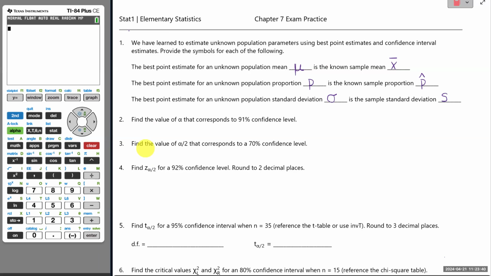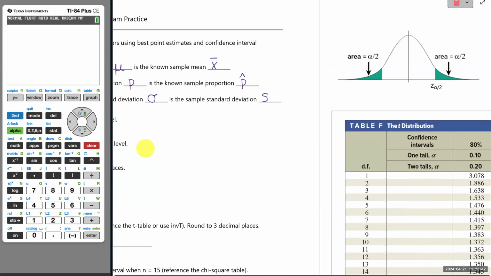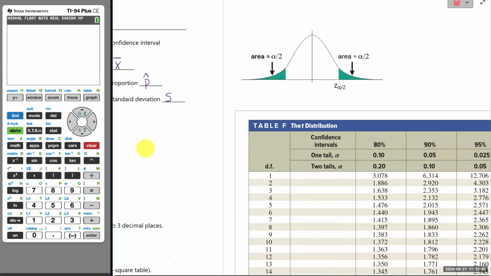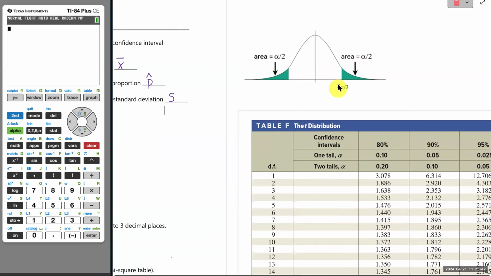So I just wanted to throw a picture up here quickly. I just have the picture for z-scores. So this center area, this unshaded area would represent your confidence level. I'll just write confidence percent. Alpha would be the area in the tails. And in each tail then would be an area of alpha over 2.